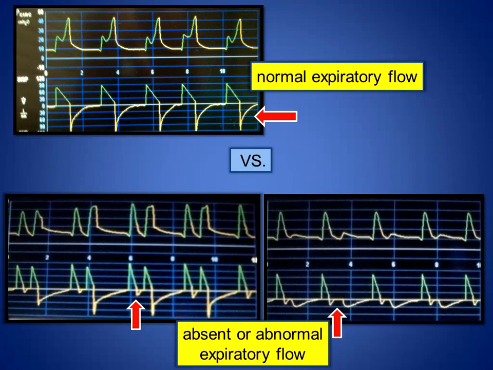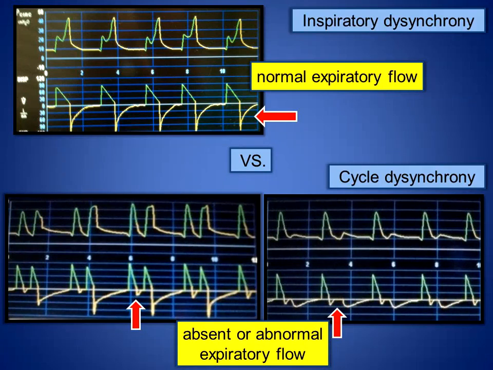If the problem is on the front of the breath, there's no issue with transitioning between inspiration and exhalation. So there will be normal expiratory flow, and therefore that is an inspiratory dysynchrony. However, if you look down at the bottom, there's abnormal expiratory flow in both of them, telling you that that drop in airway pressure is occurring at the transition from inspiration to exhalation. Therefore, that's a cycle asynchrony.